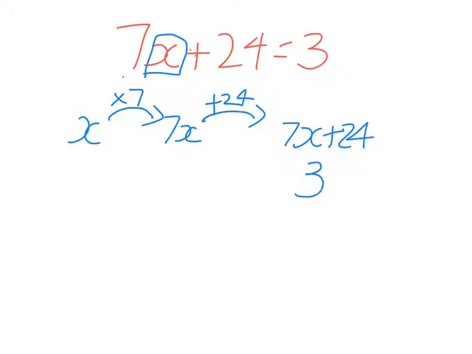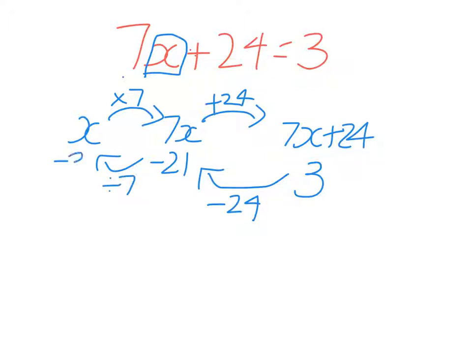So the way I solve the equation is I start with my answer 3 and I go the opposite way. So instead of adding 24, I subtract 24. If you're having trouble with negative numbers, use your calculator. 3 minus 24 is negative 21. Instead of timesing by 7, I divide by 7. So the answer here is x equals minus 3.